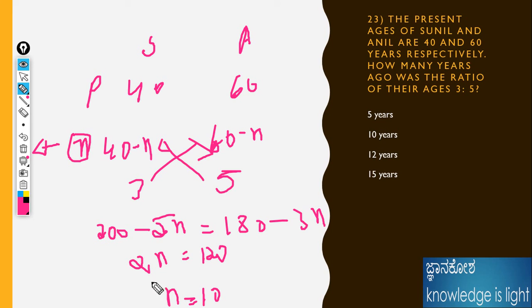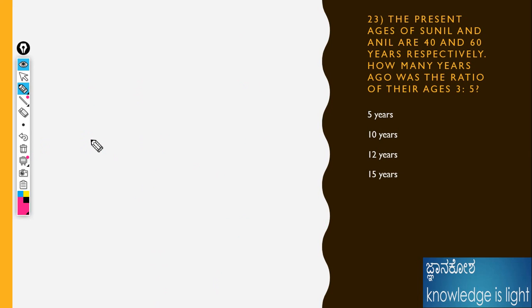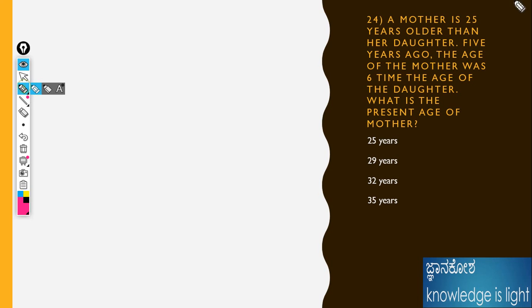So 10 years ago the ratio of their ages was 3:5 for this question. The table is a very important thing for solving problems on ages. Okay, 24th question.